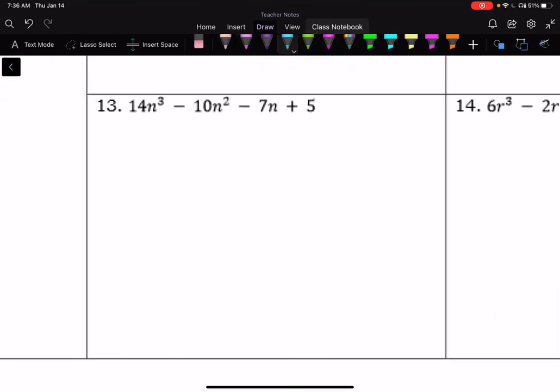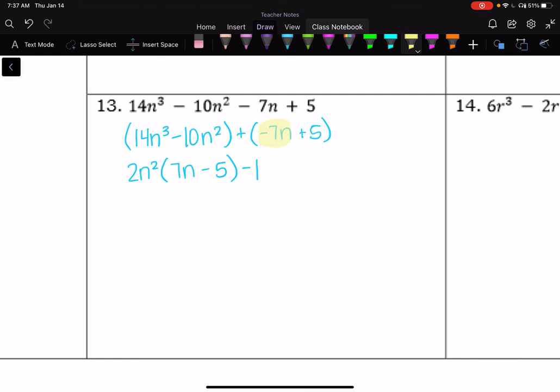Number 13, we're going to have to regroup these. Put a plus sign in the middle. And now take our GCFs. My first GCF is 2n squared. And my second GCF is going to be negative 1. Again, I did this because my leading term of my group is negative, so I'm going to pull out a negative 1 to change my leading term to positive. That is going to leave me with 7n minus 5, and then 2n squared minus 1.